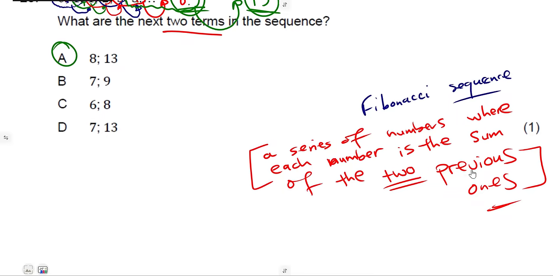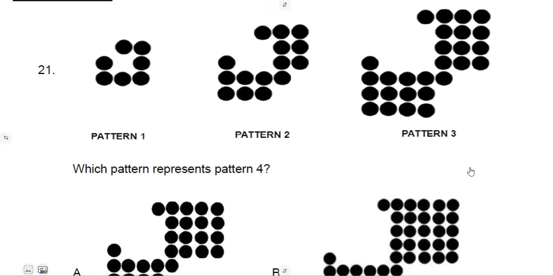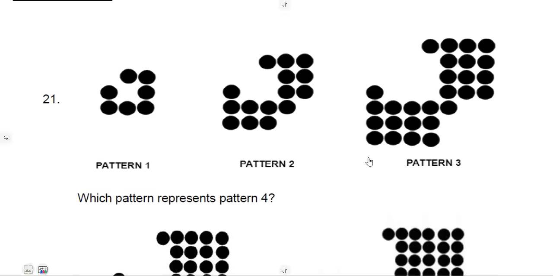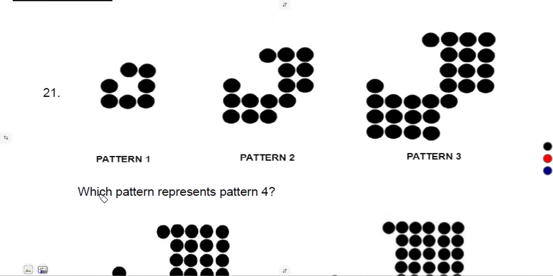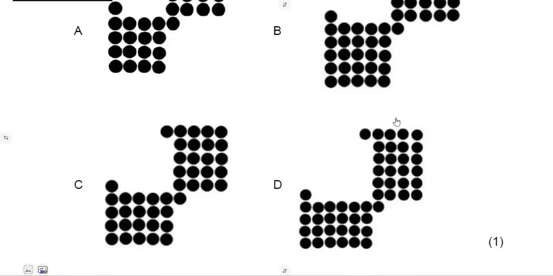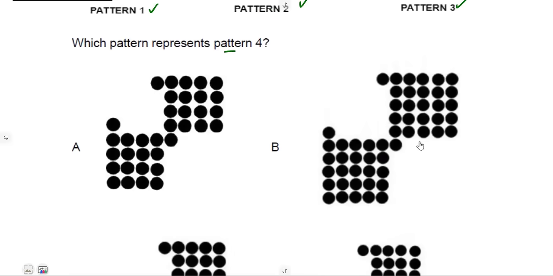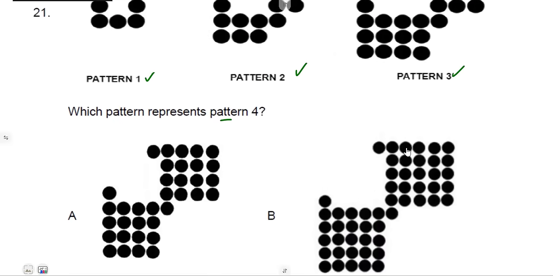All right, so that is how it can be like. Okay, you just have to study the numbers, study the sequence. The same thing with this one. They are saying which pattern represents pattern 4. There is pattern 1, pattern 2, pattern 3. So what about pattern number 4? Which one best describes pattern number 4?